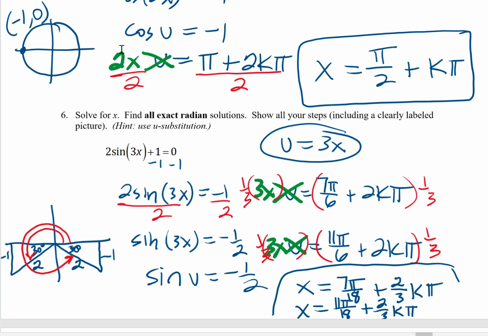Here are the final exact solutions to the equation. We found a couple of them, and then we're saying from those, if you add any multiple of 2 pi over 3, basically, you'll find other solutions.